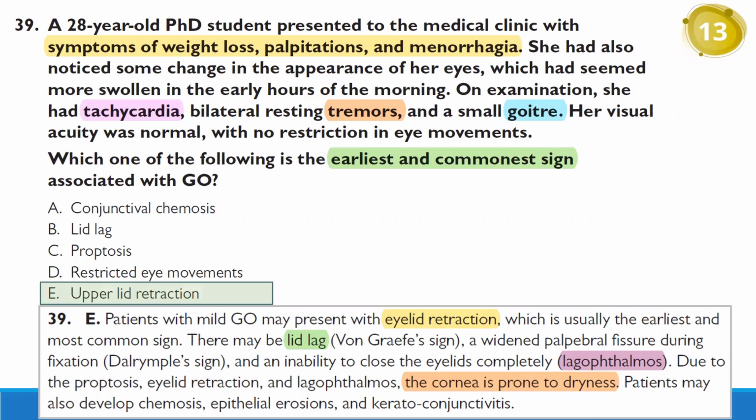The pathognomonic signs for Graves' disease are Graves' orbitopathy, dermopathy, and ophthalmopathy.